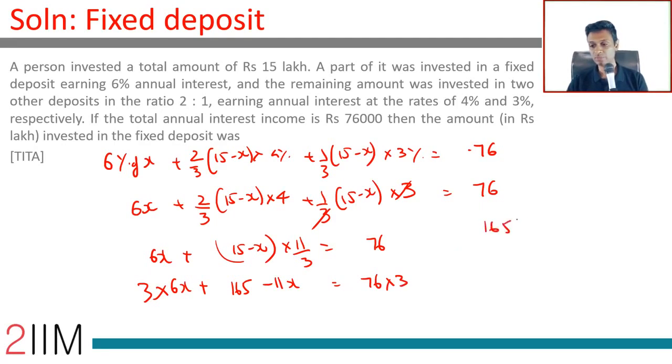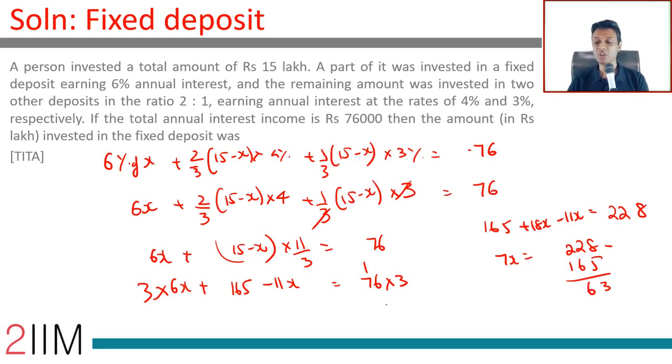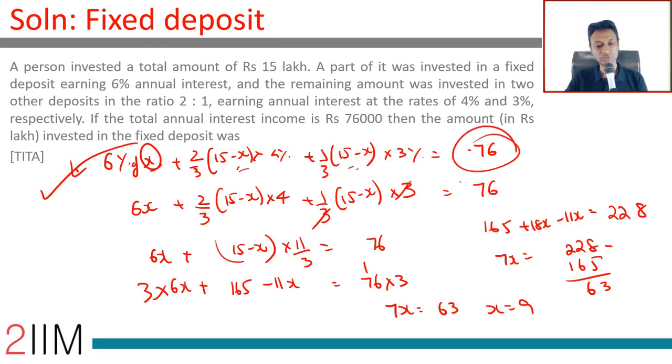So 165 plus 18X minus 11X equals 6 3s are 18, 8 1, 21 plus 1, 22, 228. Or 7X equals 228 minus 165. 8 minus 5 is 3, 12 minus 6 is 6, 63. 7X equals 63, X is 9. Or 9 lakhs are deposited in fixed deposit. Remaining 6 lakhs is deposited in this ratio at 4 and 3% to generate an interest of this. Once you frame the equation, the solving part is still time consuming and tough, but not impossible.